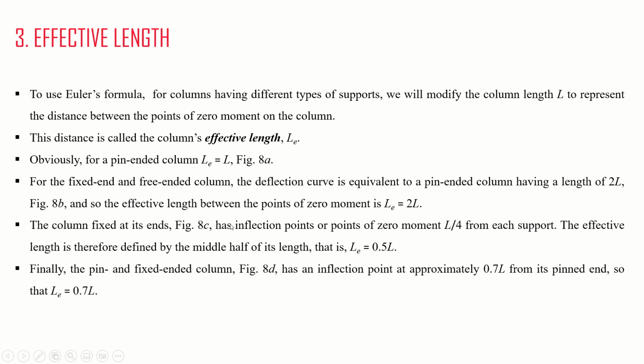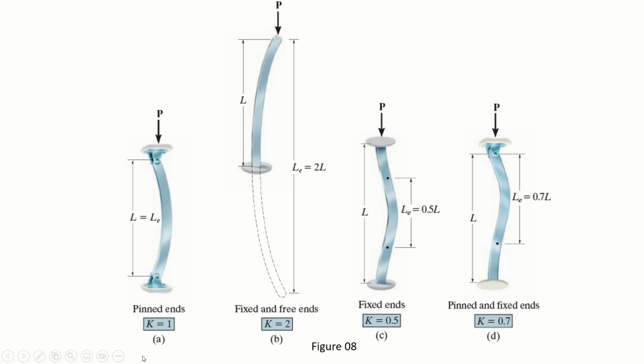Okay. Now, coming to the third part of this lecture, which is effective length. To use Euler's formula for columns having different types of supports, we will modify the column length to represent the distance between the points of zero moment on the column. Right? Let me take you here. This is Figure 8. The first one is pinned ends. Both the supports are pinned. So when the force is applied, the entire length of the column will be subjected to buckling or bending, right?